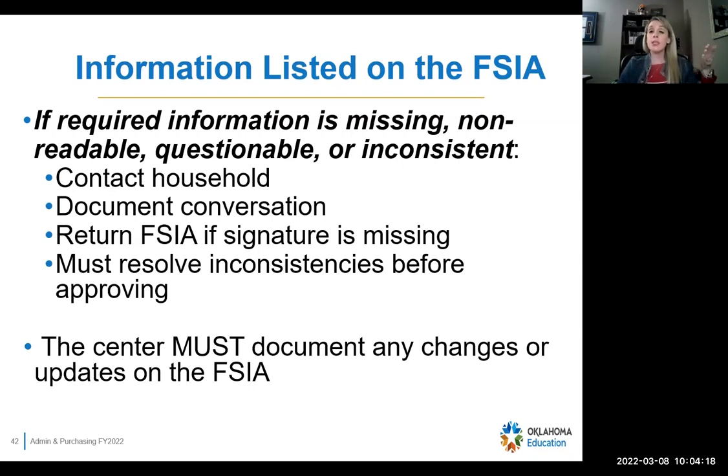If something is missing, say that they're missing the last 4 of their social because they gave it by income, you can call them and say, hey, I'm looking at your application. I need the last 4 of your social. Can you give it to me? And let's say they give it to you over the phone. You can write it in. However, you need to make notations on there about it: talked to mom on March 7th, didn't have Social Security, added it, and then your initials.